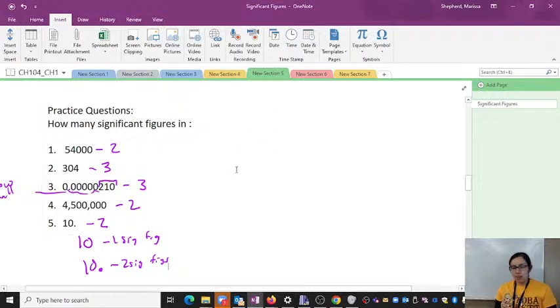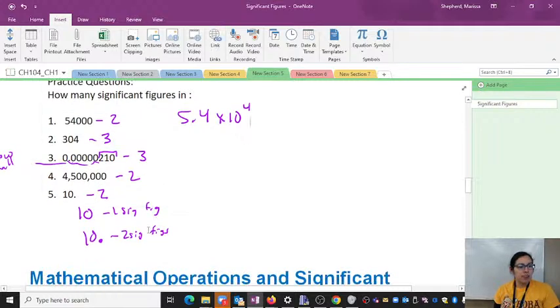Basically, if you can convert this back to scientific notation, we can write this as 5.4 times 10 to the 4th, and that's a much clearer way of notating that it has 2 sig figs. Same for number 5: if you wanted to indicate that it has 2 sig figs, it might be better to write 1.0 times 10 to the 1, which again seems a bit excessive for what we're doing, but at least in this case you can clearly see that I got 2 sig figs there. So does that kind of make sense?